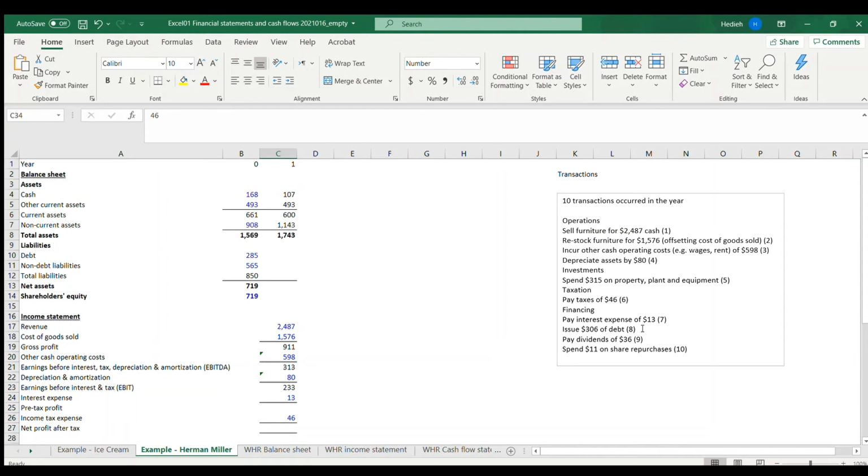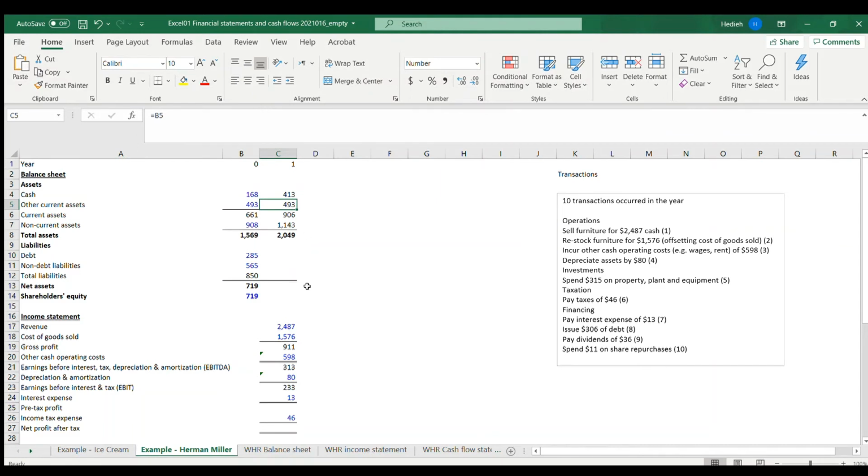Now we go to transaction 8. Transaction 8 is about raising capital through debt. So the company issues $306 of debt. That means that the amount of cash holdings in the company increases by this amount. So we should increase the amount of money that the company now has by $306.